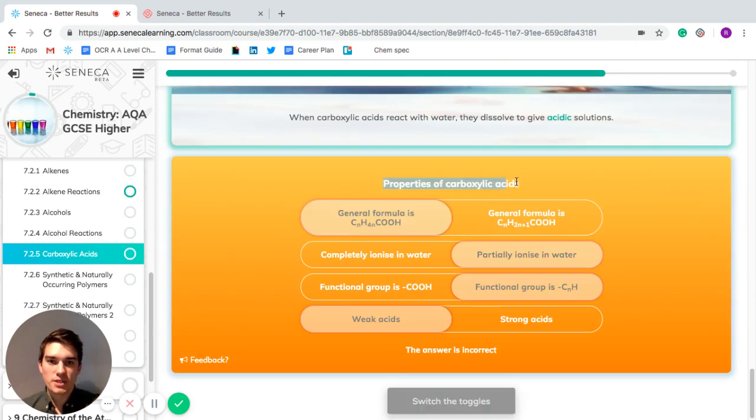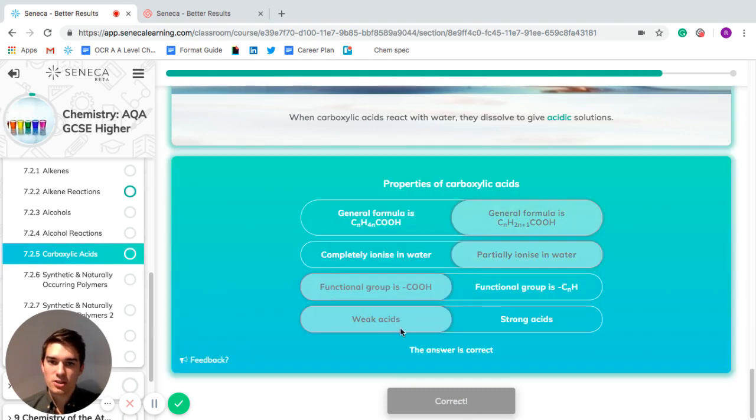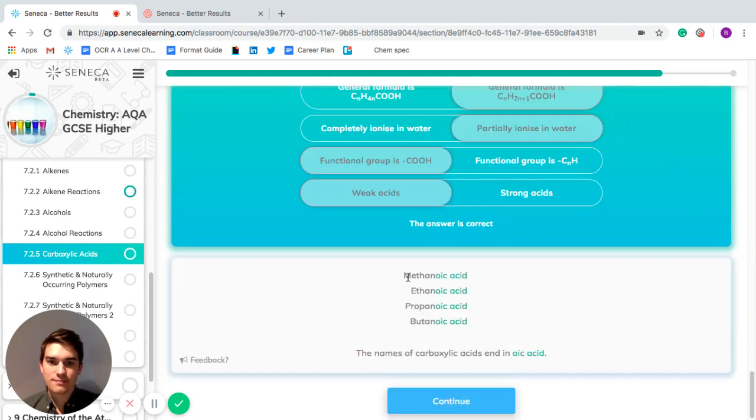So, some properties of carboxylic acids. The general formula is this one here, CnH2n plus 1 COOH. They only partially ionize in water. The functional group is COOH, and they are weak acids. And just a little rule here, can you see they all end in oic, methanoic, so they're all oic acids: ethanoic, propanoic, butanoic.